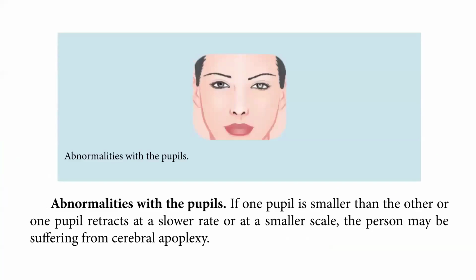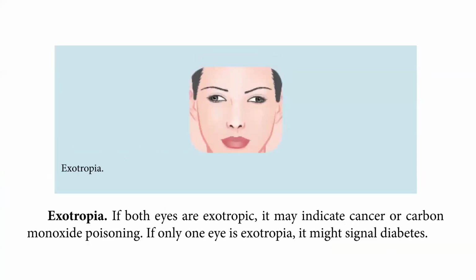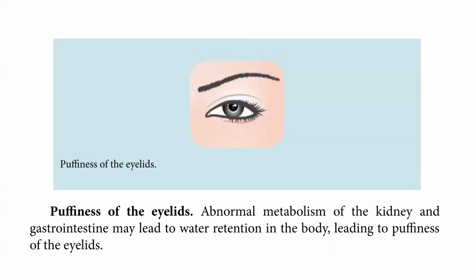Abnormalities in the pupils. If one pupil is smaller than the other, or one pupil retracts at a slower rate or at a smaller scale, the person may be suffering from cerebral apoplexy. Exotropia. If both eyes are exotropic, it may indicate cancer or carbon monoxide poisoning. If only one eye is exotropic, it might signal diabetes.